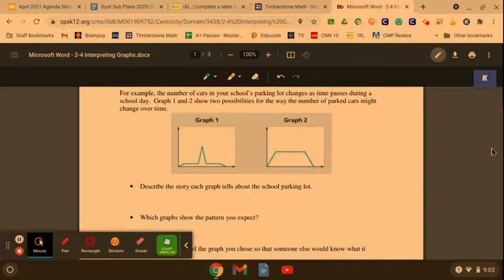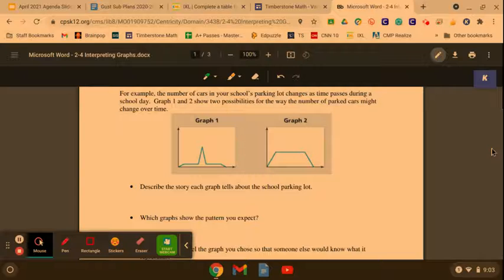For example, taking a look at these two graphs, the number of cars in your school's parking lot change as time passes during a school day. These two graphs show possibilities for the way that the number of cars in a parking lot might change over time. So you should be able to look at these two graphs and figure out the story behind them if you're thinking about cars in a parking lot.